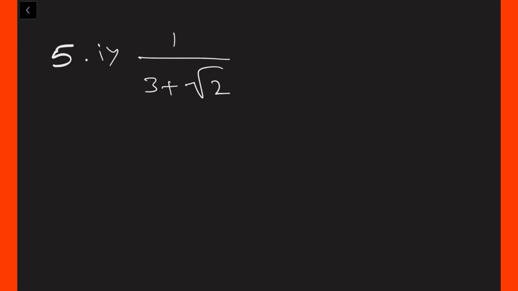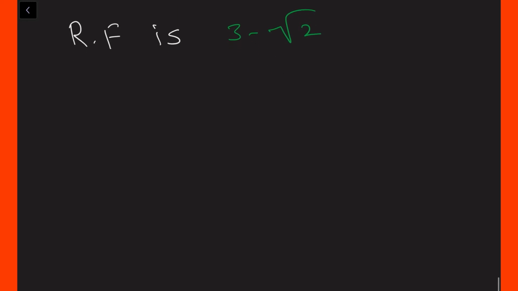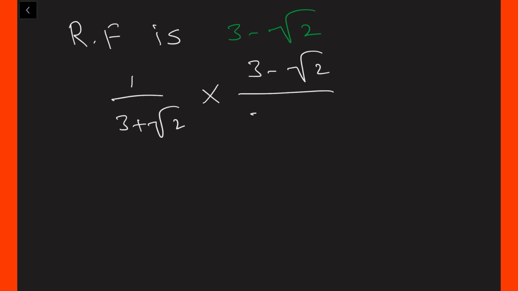Okay, now here also same then. 1 by 3 plus root 2 is there. So rationalizing factor is simply whatever the denominator will be there, just change the symbol of it. Here 3 plus root 2 is there. So 3 minus root 2 will become rationalizing factor. So the given question 1 by 3 plus root 2, you need to multiply and divide with the rationalizing factor. That is 3 minus root 2 by 3 minus root 2.